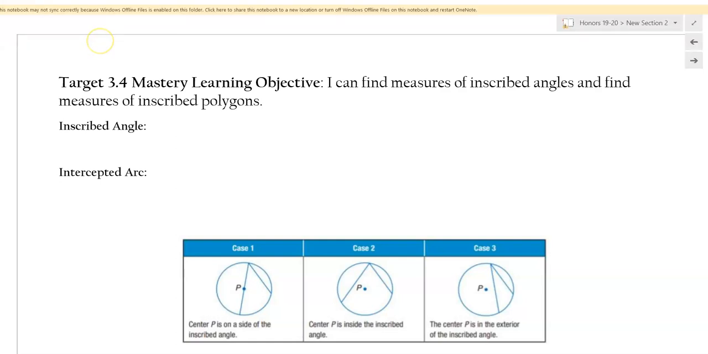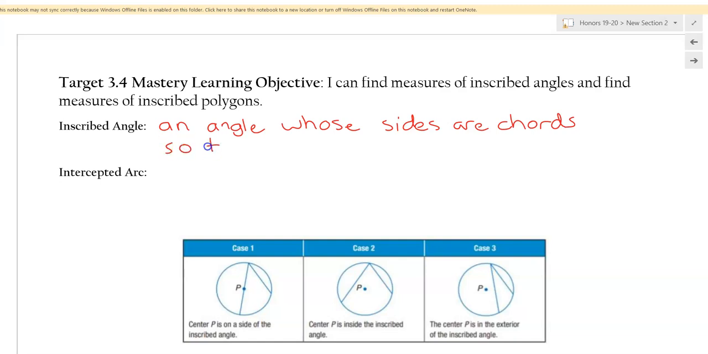So an inscribed angle is an angle whose sides are chords. So we had our central angles before, and those sides were radii, right? So an angle whose sides are chords. So the vertex is on the circle.